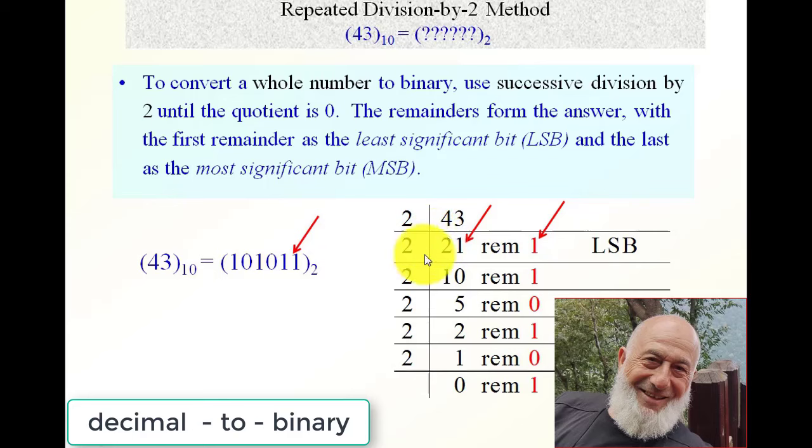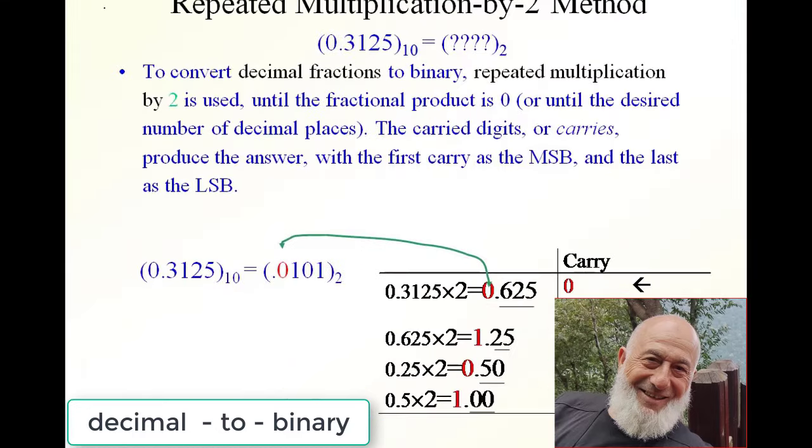We divide 21 by 2, and then we have the result 10, and the remainder is 1. This one goes here. We divide 10 by 2, which is 5, and the remainder is 0. This 0 goes here. Then we divide 5 by 2, which is 2, and the remainder is 1, and this one goes here. 2 divided by 2 is 1, and the remainder is 0, which is here. 1 divided by 2 is 0, and the remainder is here. So this is the least significant bit of the new number, and this is the most significant bit of the new number.